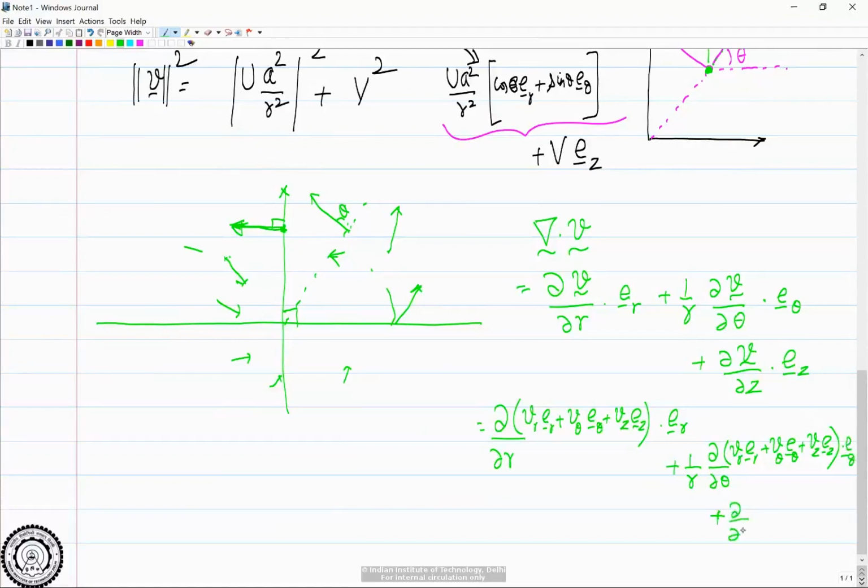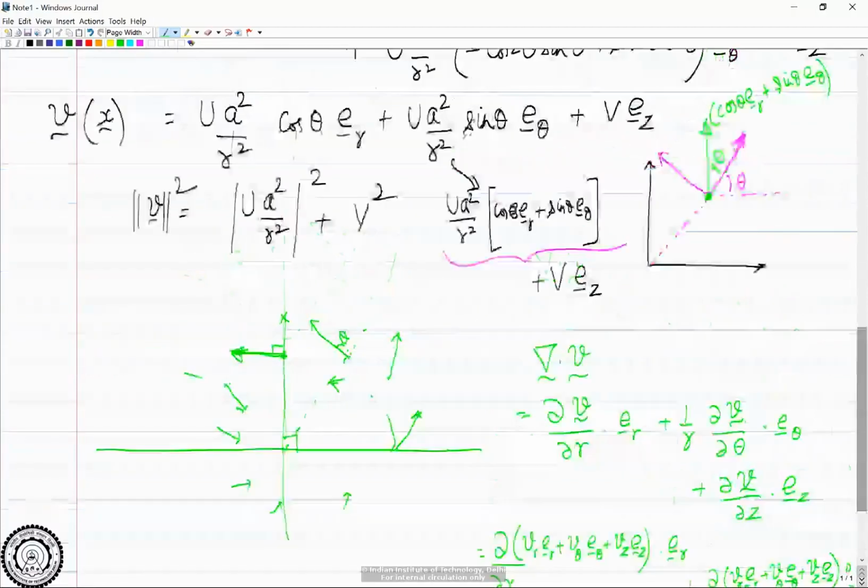And then the last one, del by del z of (vr er plus v theta e theta plus vz ez), and finally it is dotted with ez. Now you see the problem here is that we can't take the basis just outside because the basis vectors er, e theta, ez are also changing. But the change is such that er, e theta, ez, they are independent of r.